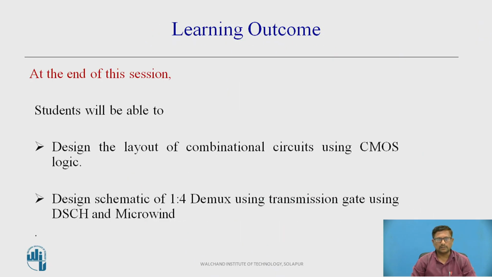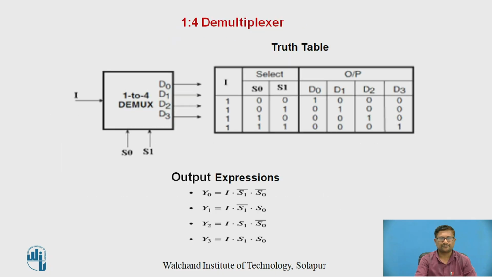These are the learning outcomes. At the end of this session, the students will be able to design the layout of any combinational circuit using CMOS logic. The students will be able to design the schematic of any demux, here the example we have taken is the 1:4 demux using transmission gate, by using the DSCH schematic or Microwind software.